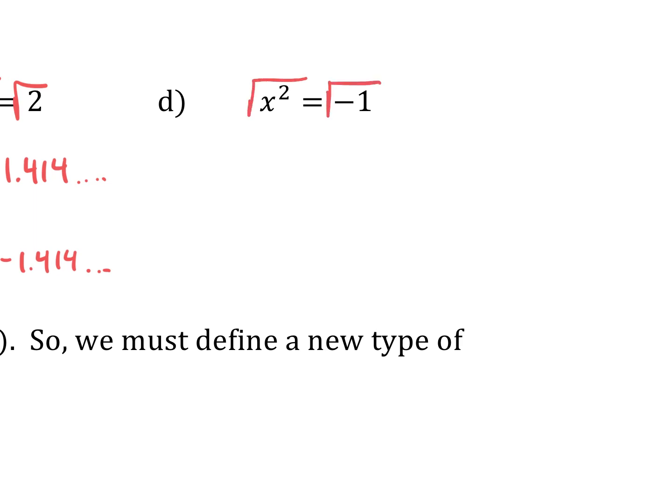What about negative 1? What number can we multiply by itself to get negative 1? Well, there is no real number. Or we can say there's no real solution.